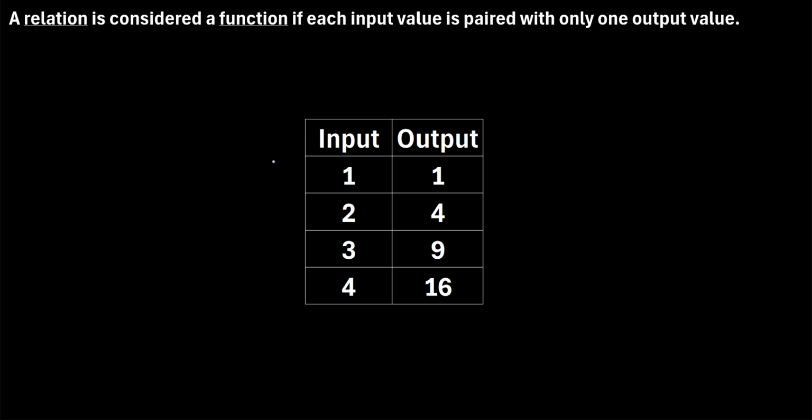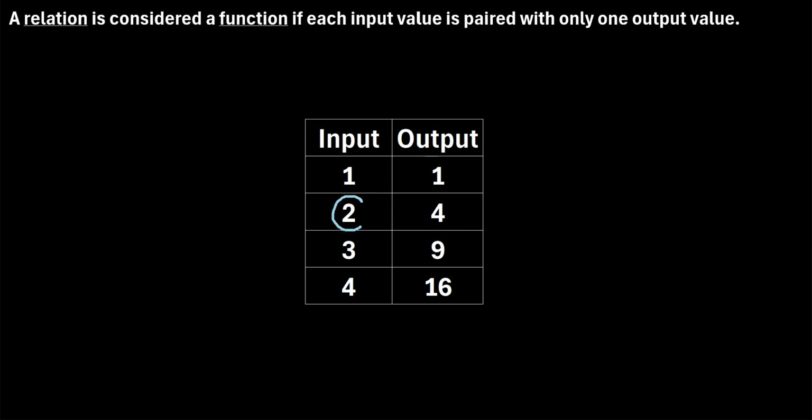Let's check out this first one. We have a column of input values and a column of output values. So we have a relationship between an input and an output. Now, to determine if this relation is a function, we just need to check, does each input value only have one output value? So let's check out this first input value of 1. We get an output value of 1. We can see that's the only output value that it has.